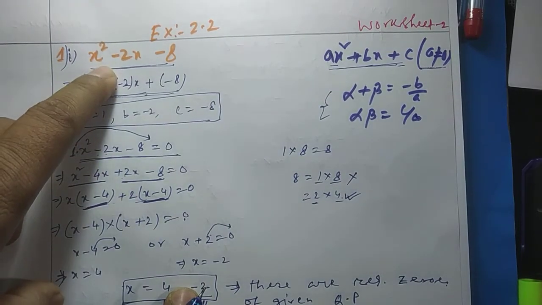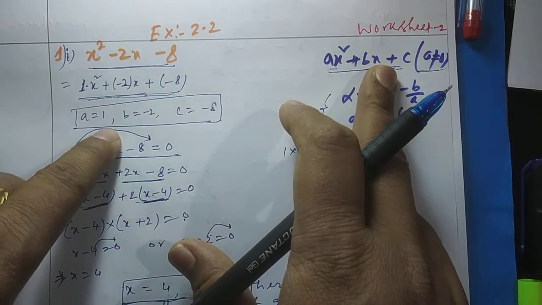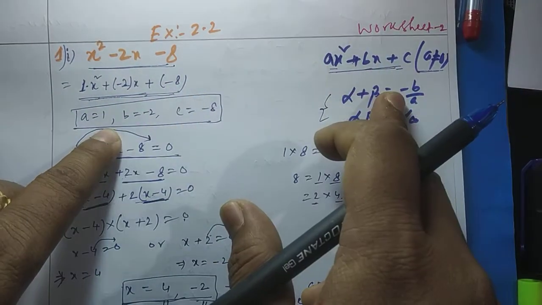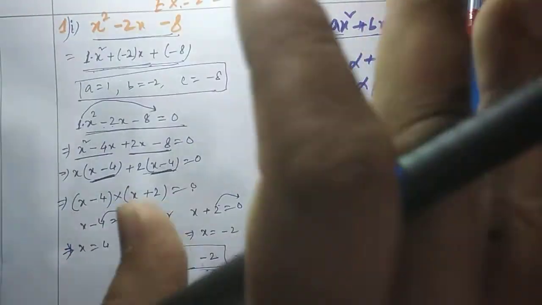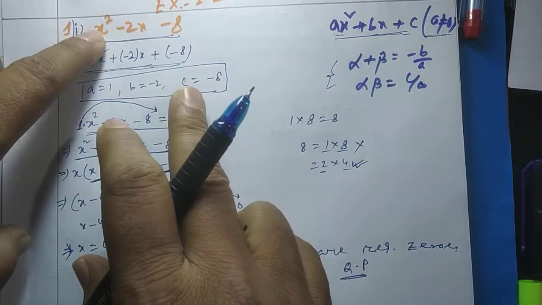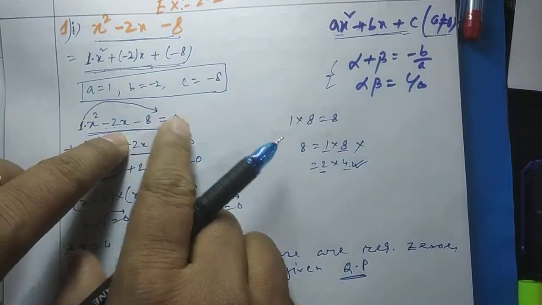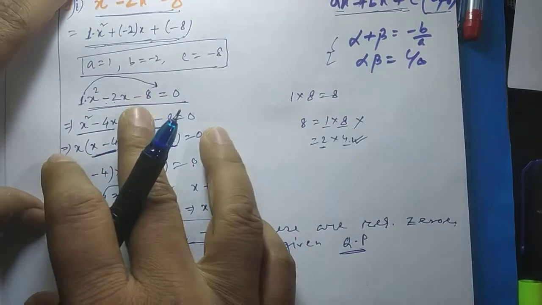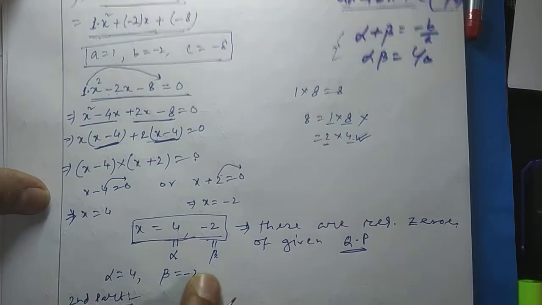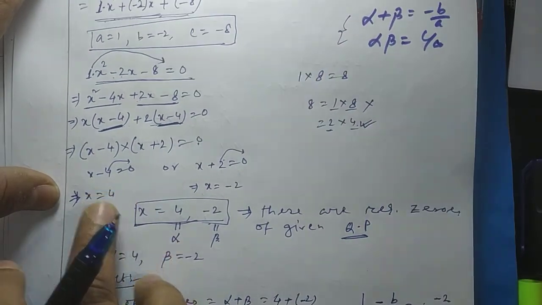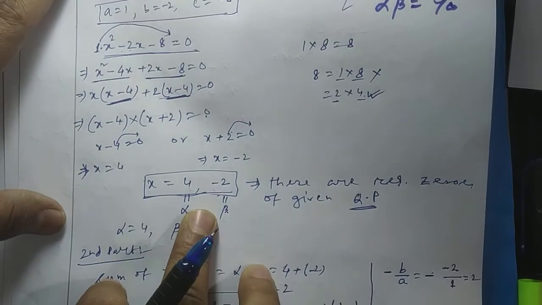First, you have to compare with the general form to find out the value of a, b, c. a, b, c are the coefficients. After that, you have to find the zeros. And you know how to find the zeros. First, you have to set the quadratic polynomial equal to 0. Then, you have to solve for x. After solving, we are getting some values of x. These will be the required zeros.